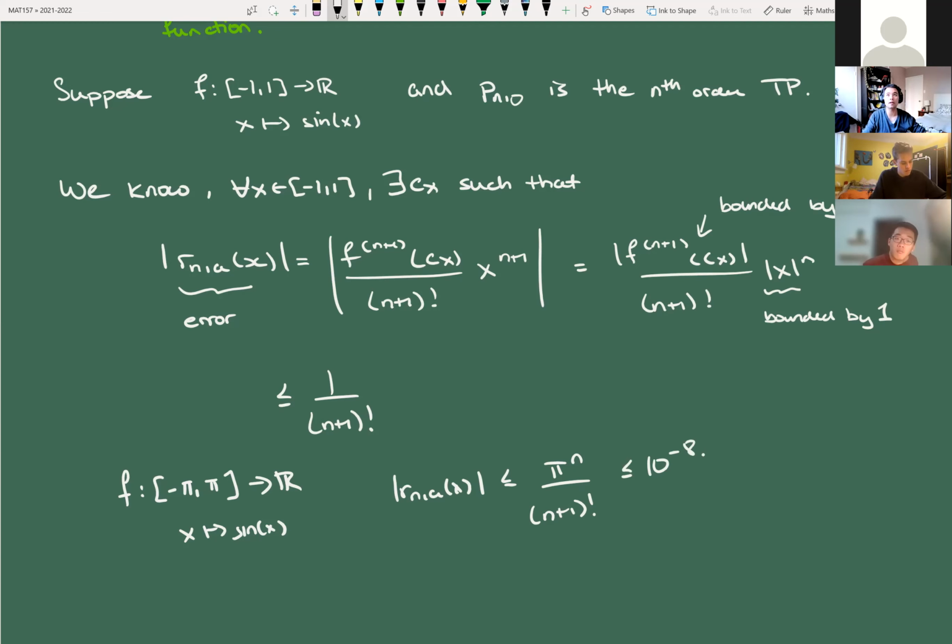In fact, why don't I plug that into Wolfram Alpha? If any of you are faster than me, do it yourself. What value of n makes this true? Stupid browser. Solve pi to the n divided by (n plus 1) factorial is less than 10 to the negative 8. Oops, I put negative 1. And it looks like, Wolfram Alpha, I don't like your answer here.